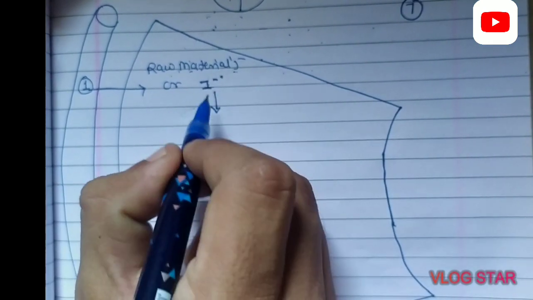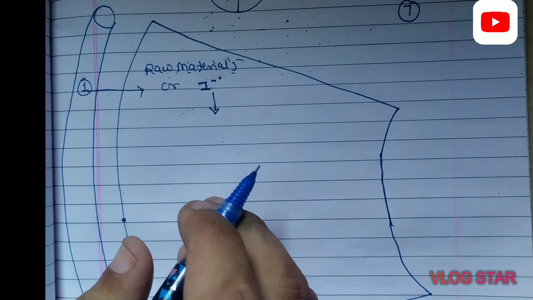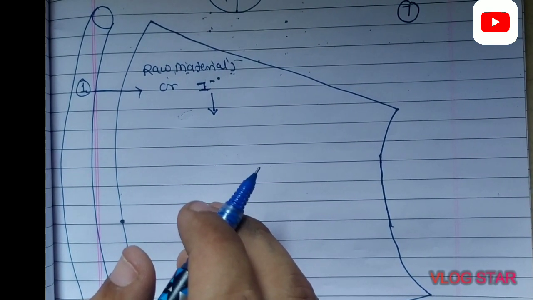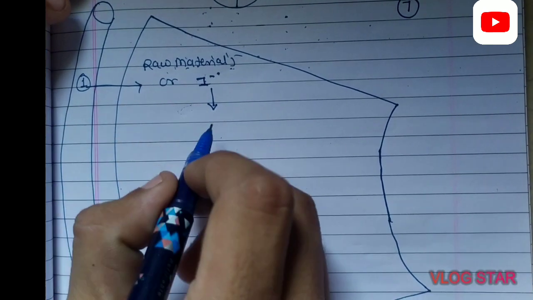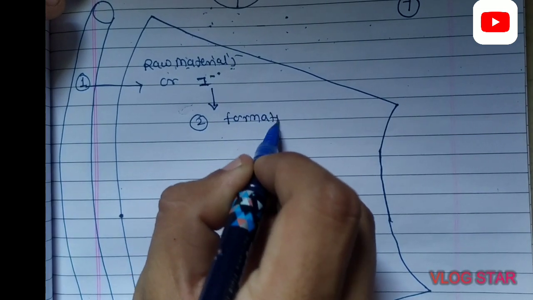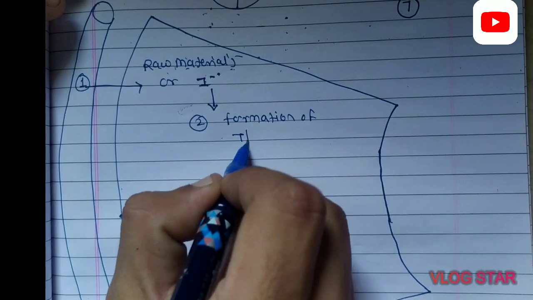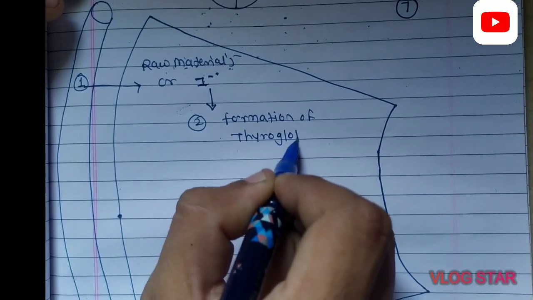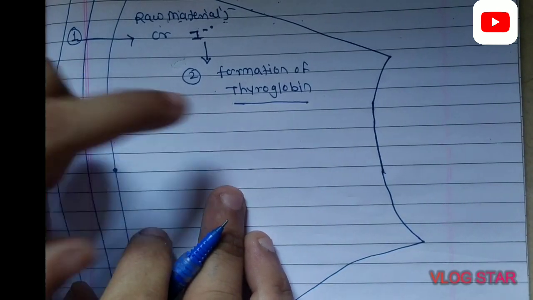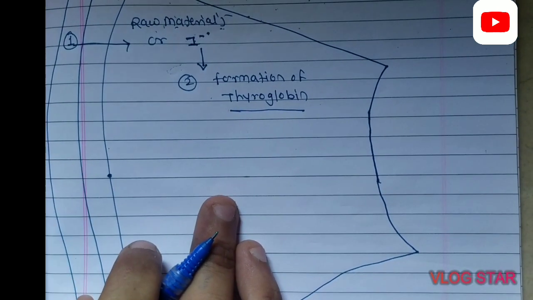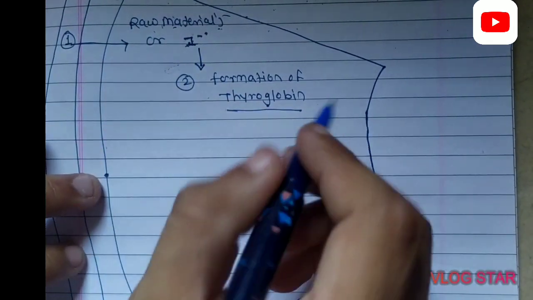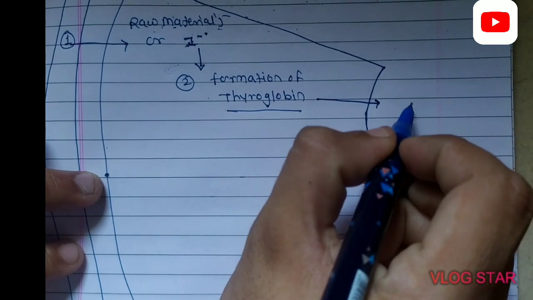Once the raw material, that is iodide, enters into the thyrocyte cell, the next stage, the second stage, is the formation of thyroglobin. Once the formation of thyroglobin occurs, the thyroglobin as well as remaining iodide get secreted into the lumen.